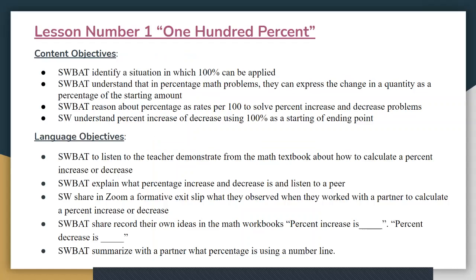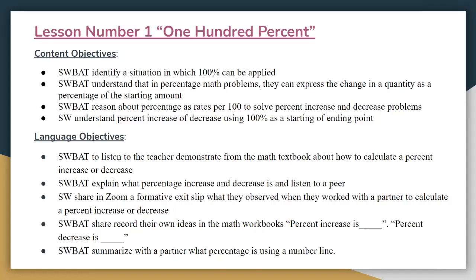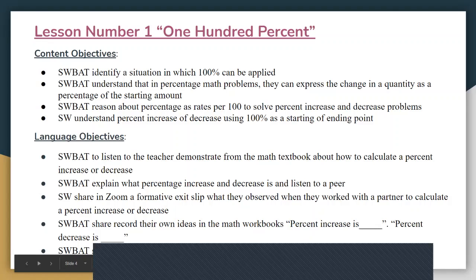In my lesson plan number 1, the content objectives are: students will be able to identify a situation in which 100% can be applied. Students will be able to understand that in percentage math problems, they can express the change in a quantity as a percentage of the starting point. Students will be able to reason about percentages as rates per 100 to solve percent increase and decrease problems. And students will understand percent increase or decrease using 100% as a starting and ending point.